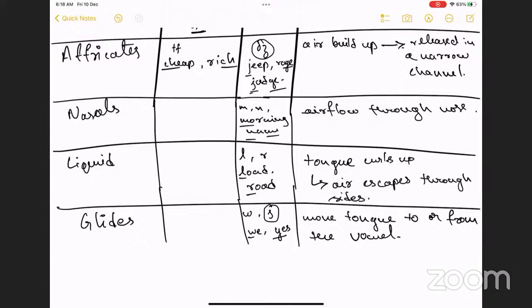So it sounds like the vowel itself. And that's the reason, in terms of using an indefinite article, that is a or an, we generally tend to use "a" for words starting with Y. Okay, so that was about the manner of articulation.